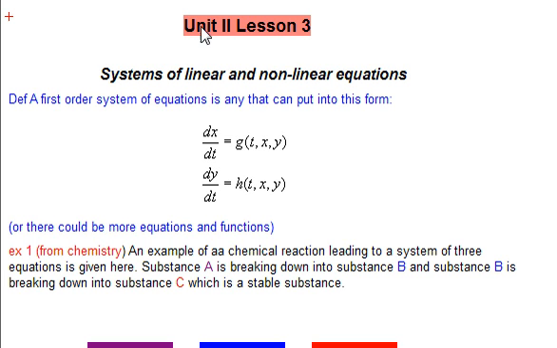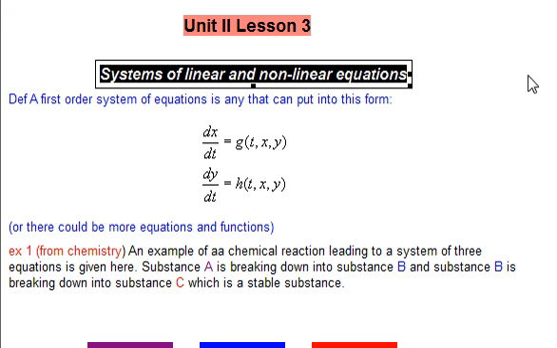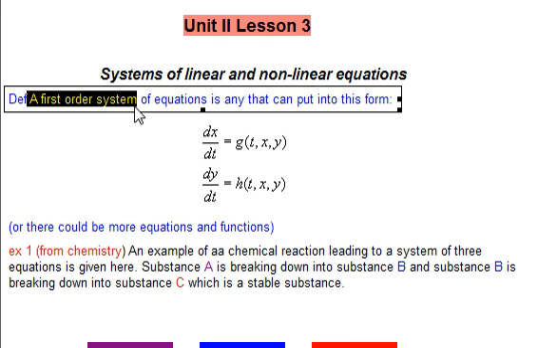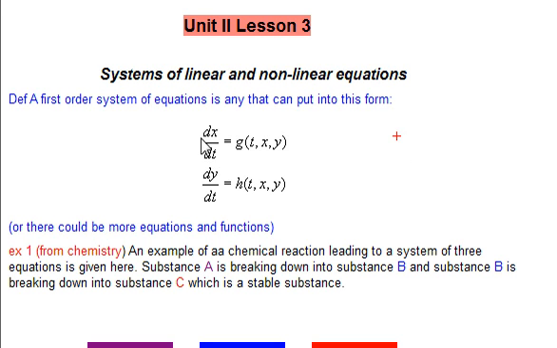So, this lesson, Unit 2, Lesson 3, is about systems of linear and nonlinear equations. We won't solve too many, but we'll set up some problems. A first-order system of equations is any that can be put into this form. That's our dx/dt is some function of t, x, and y, and dy/dt, the change in y, is a function of t, x, and y. There could be more equations, there could be more functions. We could have a dz/dt equals, I guess, j of t, x, y, and z, or something like that.